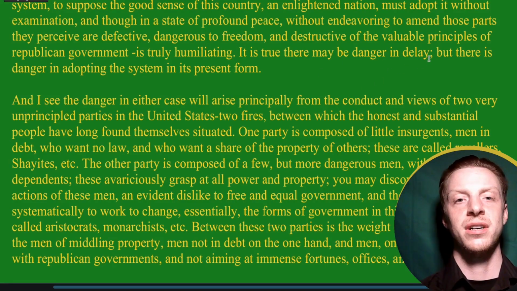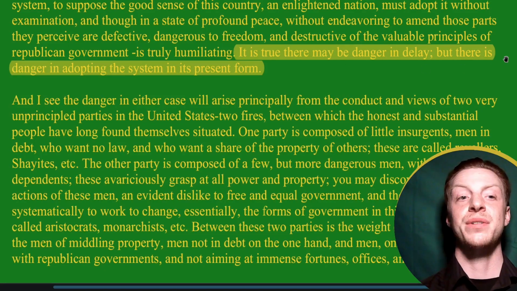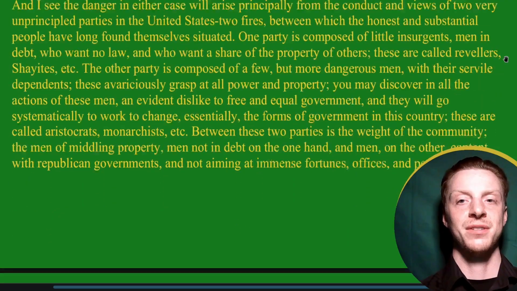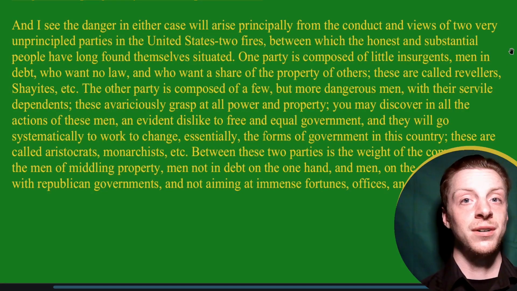That is such an important principle. Sure, there might be danger in delay. There is even more danger in adopting a system. Because once it's installed, it's very difficult to overturn.